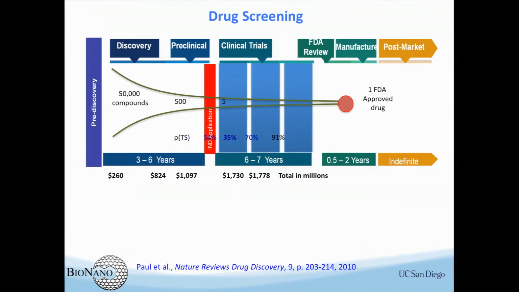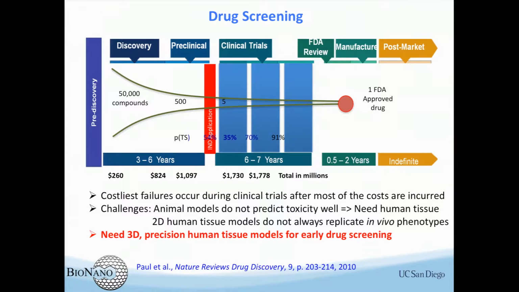And from a scientific point of view, these animal models and also two-dimensional human cells on a dish really don't represent the phenotypes. So it's very important to create so-called three-dimensional precision human tissue models for that kind of early drug screening. It means if I can create these human models, not just animal, on day one, they can test these compounds in a much faster way. So it will save them time, and it's also good for the patient as well.